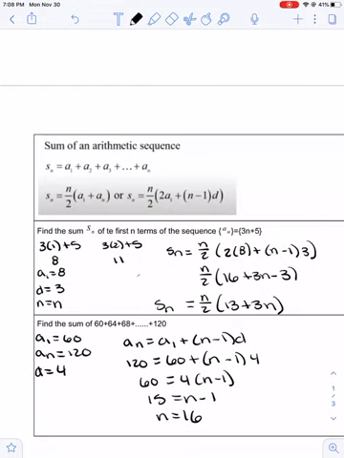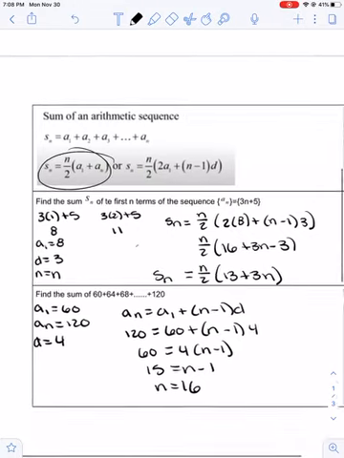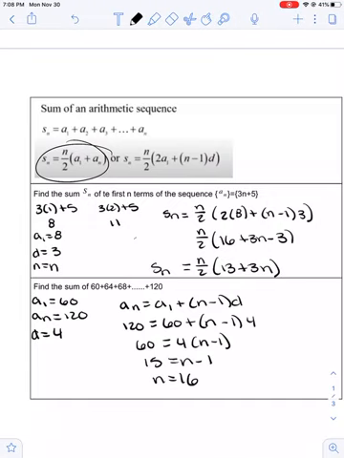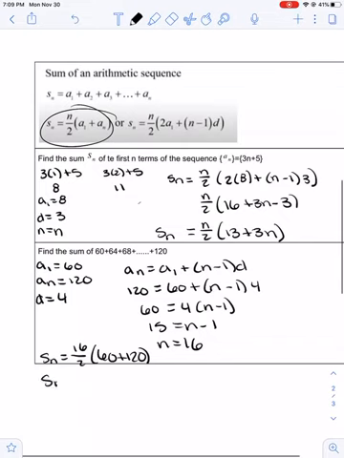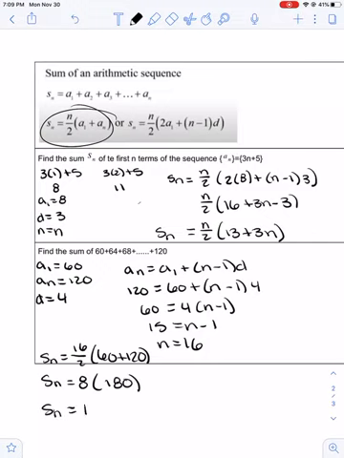And we can go back and use this first equation and find that sum. So s sub n equals n, which is 16 that we just found, divided by 2, and then a sub 1 is 60, and then a sub n is 120. This equals 8 times 180. So S sub n equals 1,440.